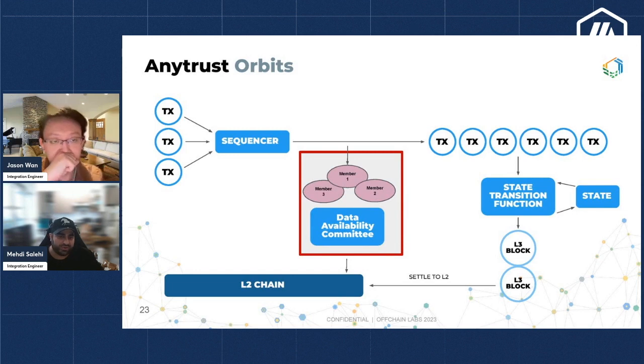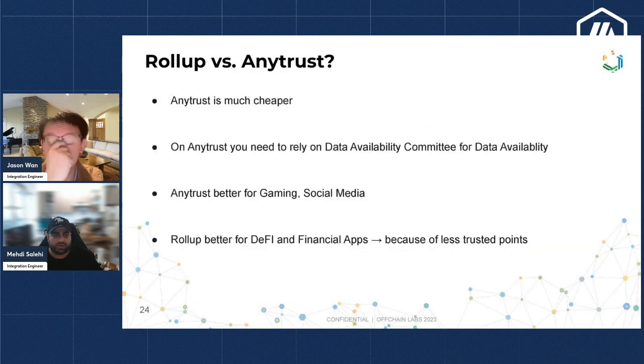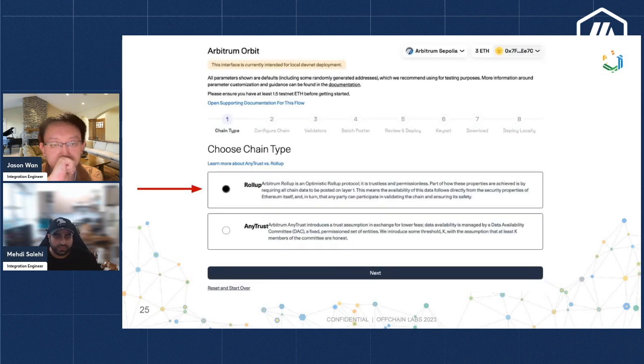But somehow you can see we are sacrificing security a bit on the data availability part. So for sure, AnyTrust is much cheaper. On AnyTrust, you need to rely on the data availability committee for data availability. But it's good for different use cases. AnyTrust is better for gaming and social media, but Rollup would be better for DeFi and financial apps, because it has fewer trusted points, and it would be good to keep assets on the chain. So now we know what Rollup and what AnyTrust are.